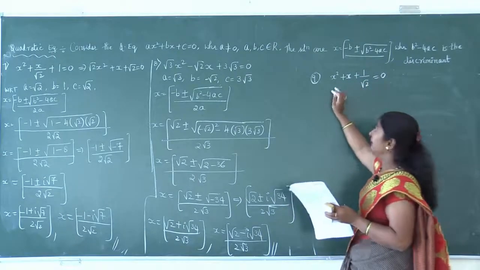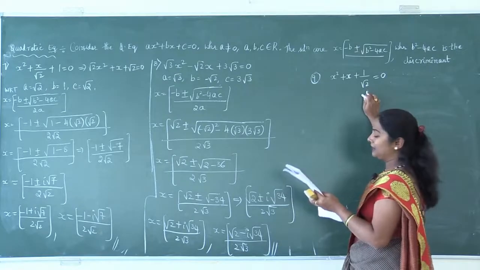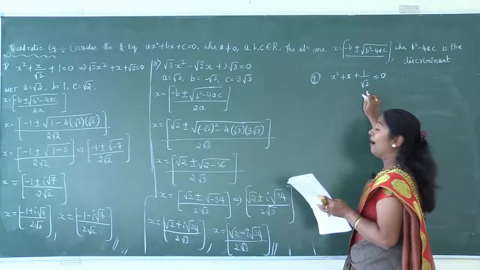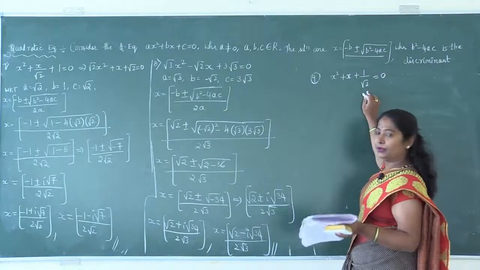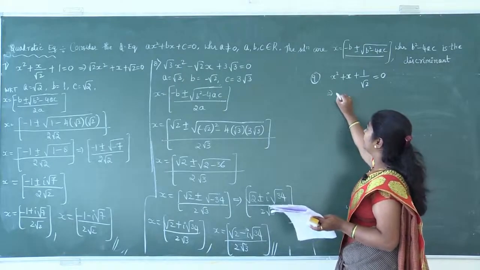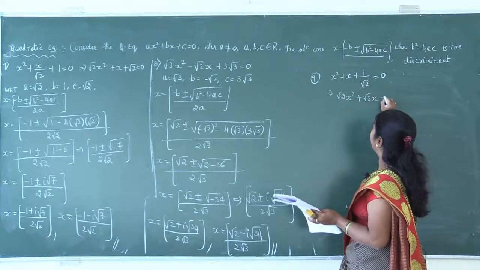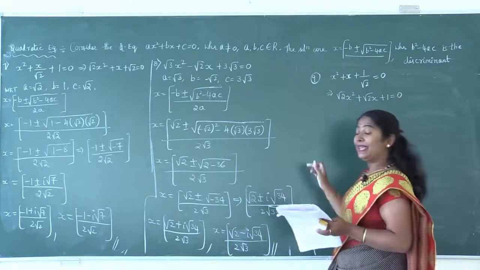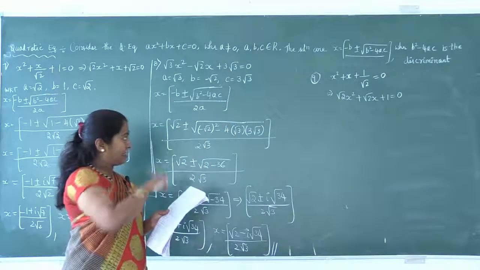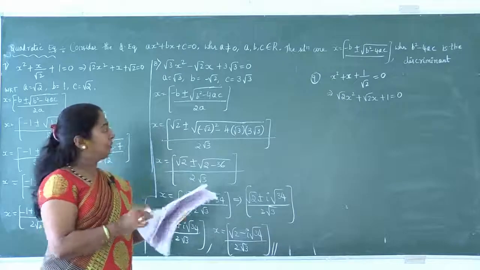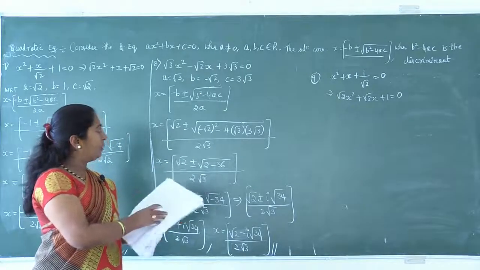If required, a value will be 1, b value will be 1 again, and c value will be 1 by root 2. Or you can multiply this equation completely by root 2. This equation can be written as root 2x square plus root 2x plus 1 equal to 0. In this case, what is the value of a here? Root 2. What is the value of b here? Root 2 again. And what is the value of c here? 1. So you can try this one problem at home.